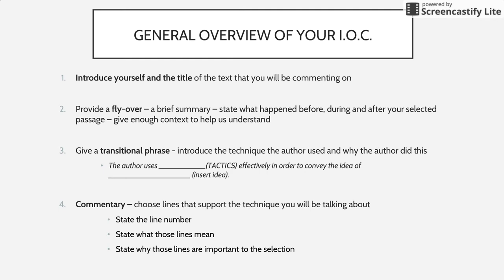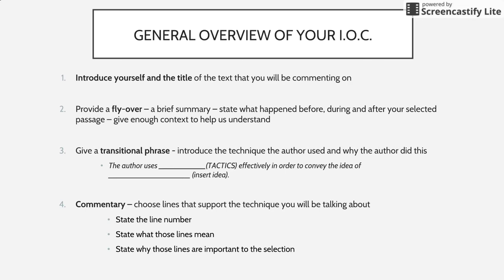The flyover is where you give us the background of what happened before your selection, during your selection, and after your selection. So you're going to be given a selection from a book, and it's just going to be one little portion of it. And you want to make sure that you give us the background of the entire novel that you are going to be talking about. Okay, so what happened before, during, and after your selection.